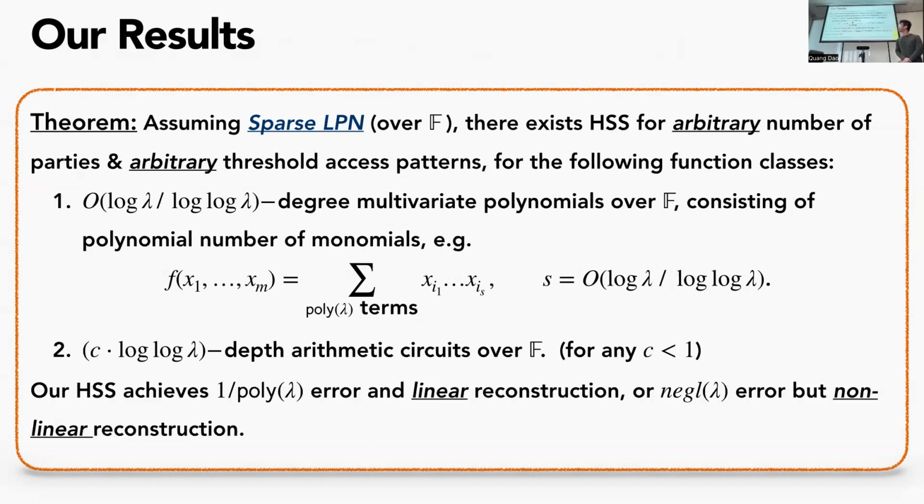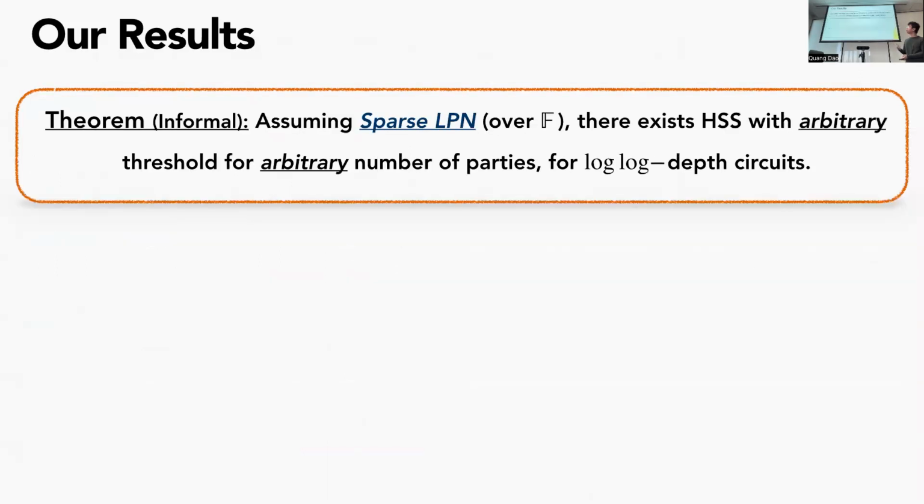Our HSS has an inverse polynomial correctness error, which can be made as small as we like, but it must be an inverse polynomial, and with linear reconstruction. Or if we are willing to tolerate nonlinear reconstruction, then we can use error correction to get down to negligible error. So that is our main result.